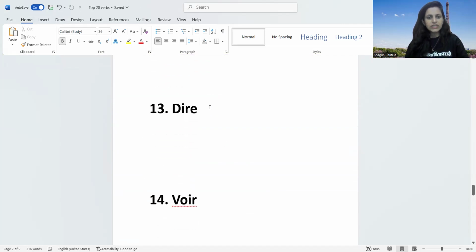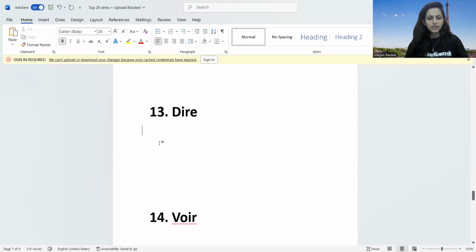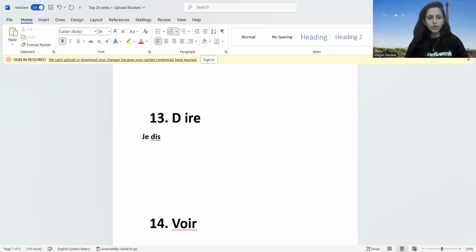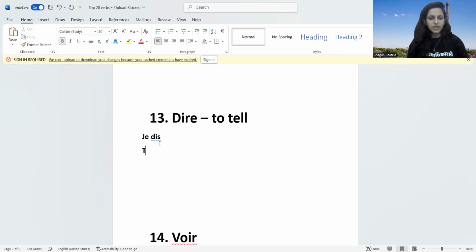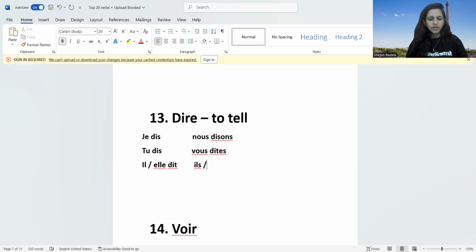Moving on to 13th verb. Let's get started with 13th. Je dis, meaning of the verb, to tell or to say. Je dis, tu dis, elle dit, nous disons, vous dites, elles disent.